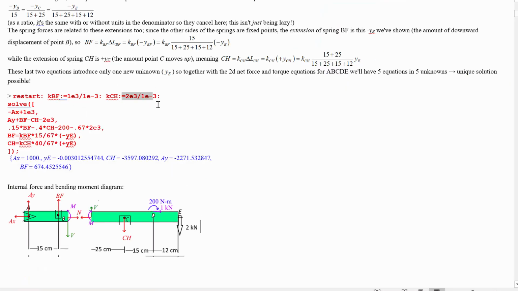Okay, so I've changed this back to 2E3 per millimeter. The spring constant back, we've gotten back the displacement that we had before, and I've made the free body diagram to use for the internal shear force and bending moment diagram.